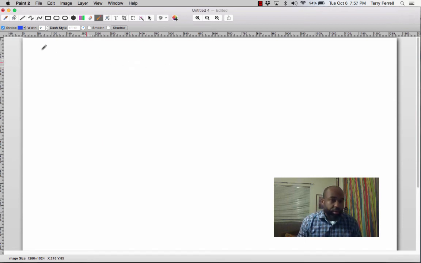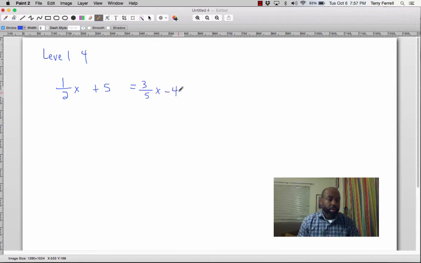Okay, level 4. Let's pick the first one. 1/2 x plus 5 equals 3/5 x minus 4. Okay, with this one, it's easier to clear your fraction. That's normally how I solve these. So I want to clear this by multiplying everything by my least common denominator, or least common multiple, which is 10.